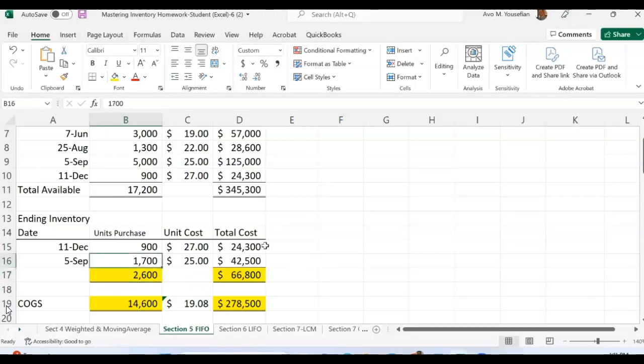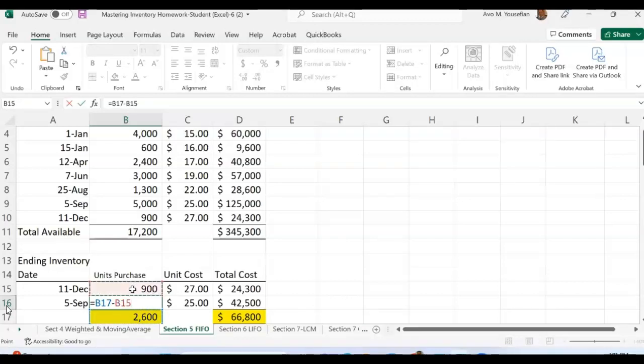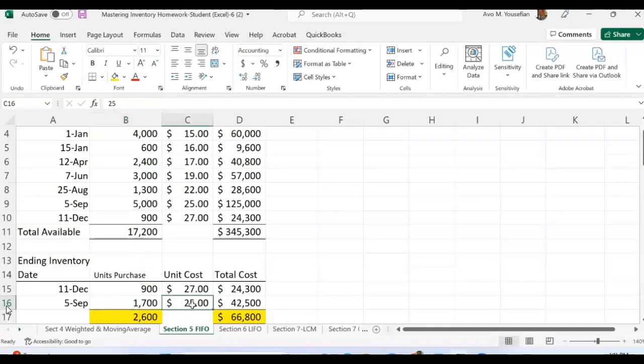Okay, but how much do you need from September? You need from September equals to what is left, 2,600 minus 900 that you took from the layer, and that's 1,700. So now that is a formula. That comes from here, okay? 1,700. But at what price?